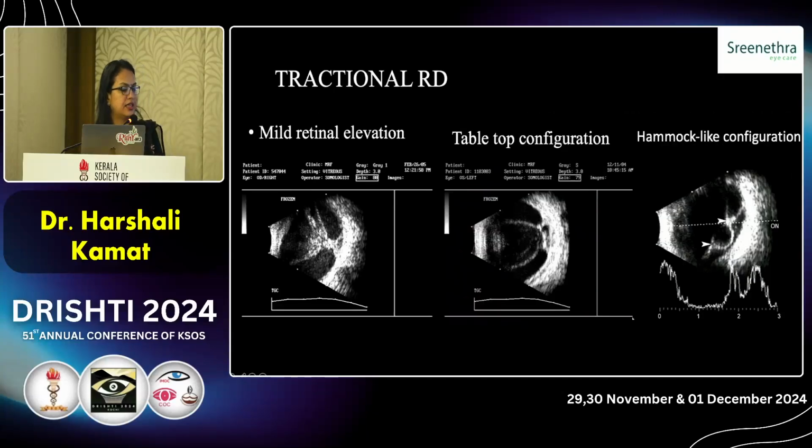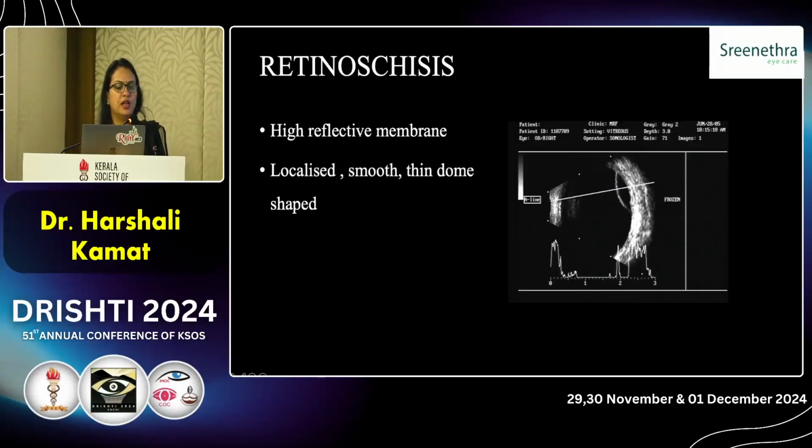In tractional detachment, you can have various types of configuration. You can have a mild focal detachment. You can have a tabletop configuration at the posterior pole or a hammock-like configuration. A small dome-like high reflective membrane in the periphery is suggestive of retinoschisis.